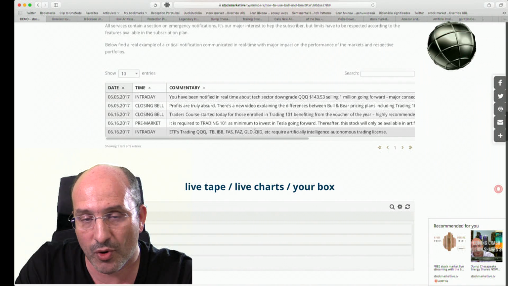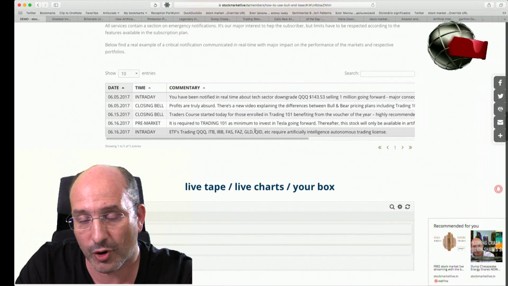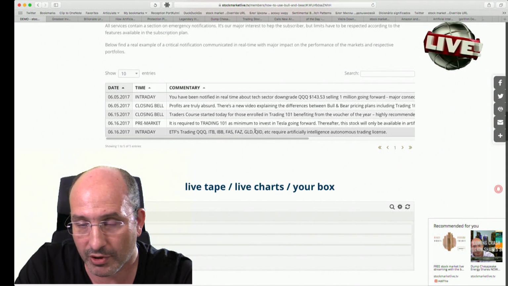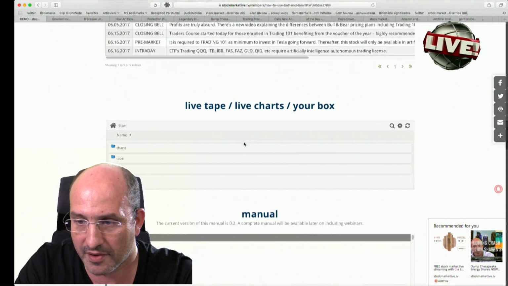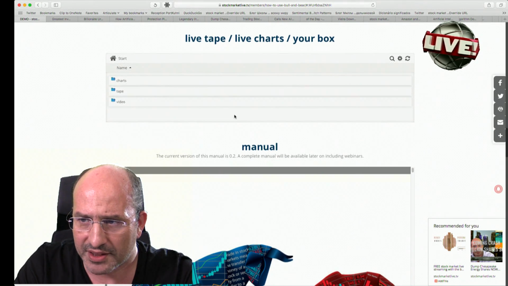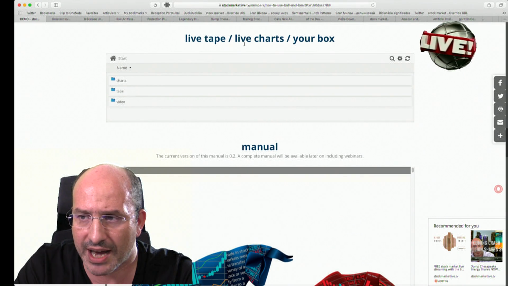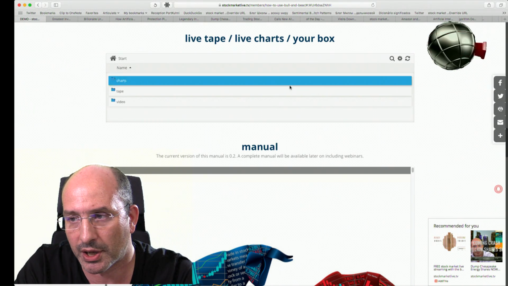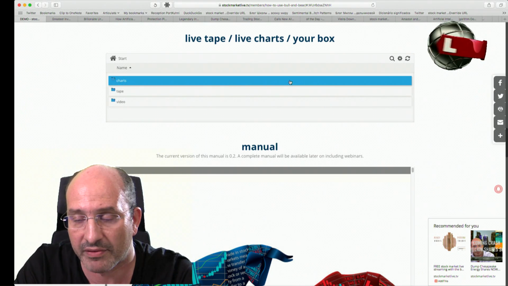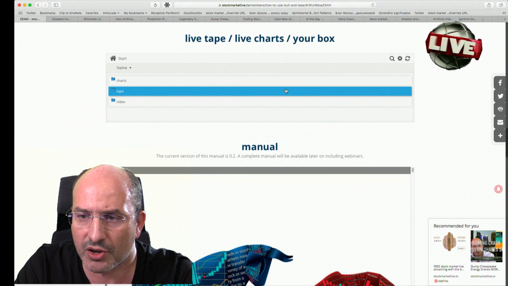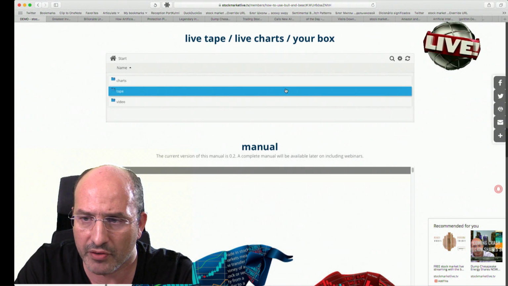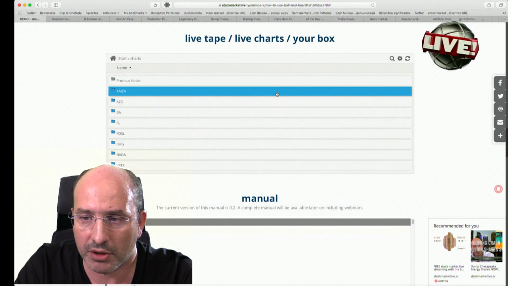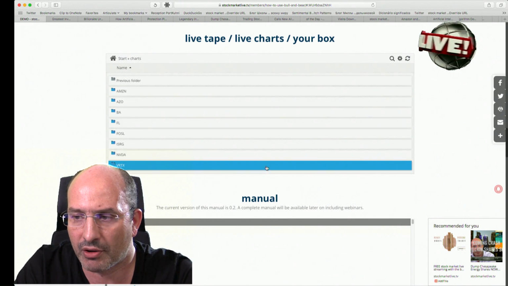Notice that this demo is valid only for Bull and Bear, it is not a demo for autonomous trading, okay? So we are talking about completely different things. Thereafter you have this section here: live tape, live charts, your box. Okay? This is a very important private box that you have access to in your service, where you have plenty of examples, charts, obviously live charts for your reference.